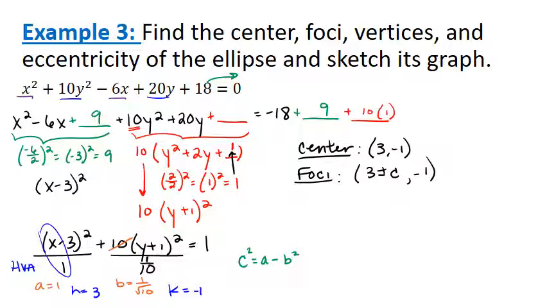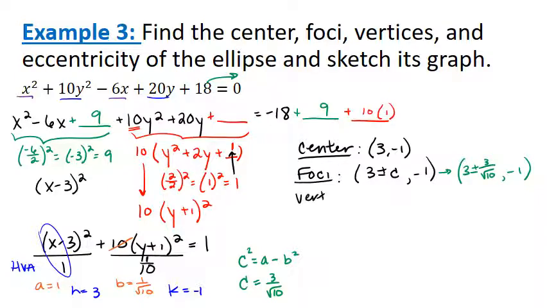So when we do this, just for the sake of time, you should get C equals 3 over the square root of 10. Okay, so that's what I'll add here. So my foci are 3 plus or minus 3 over the square root of 10, comma, -1.